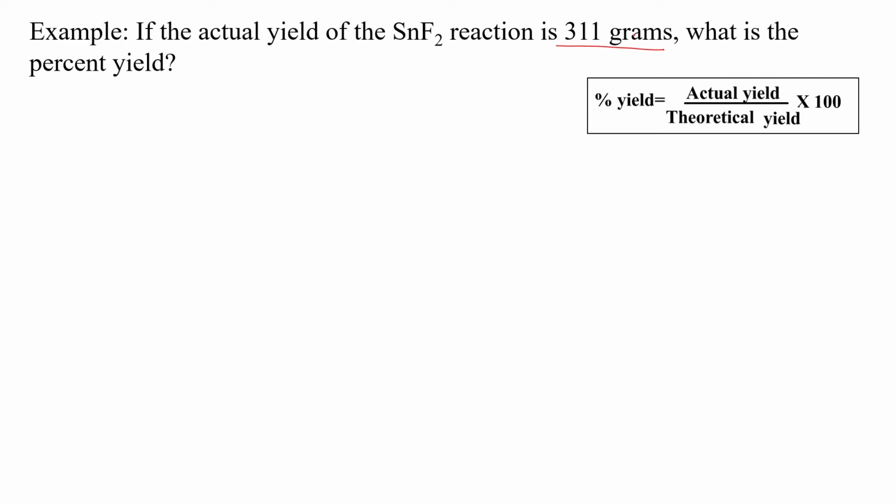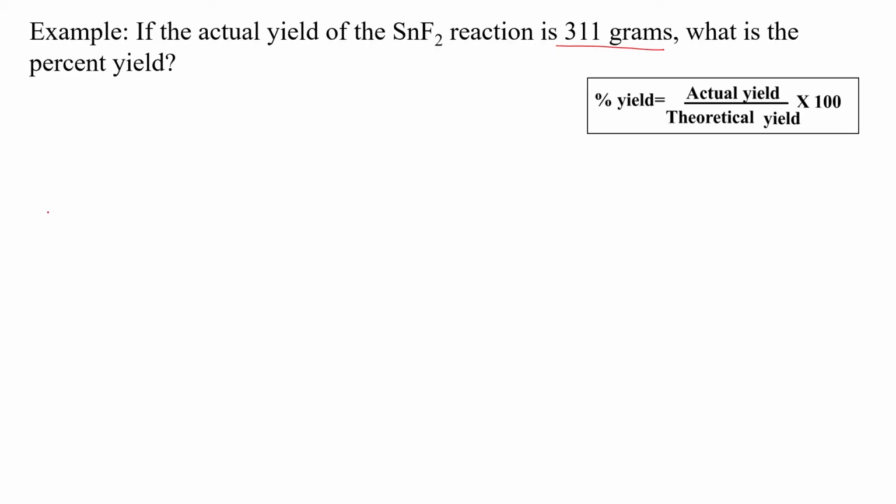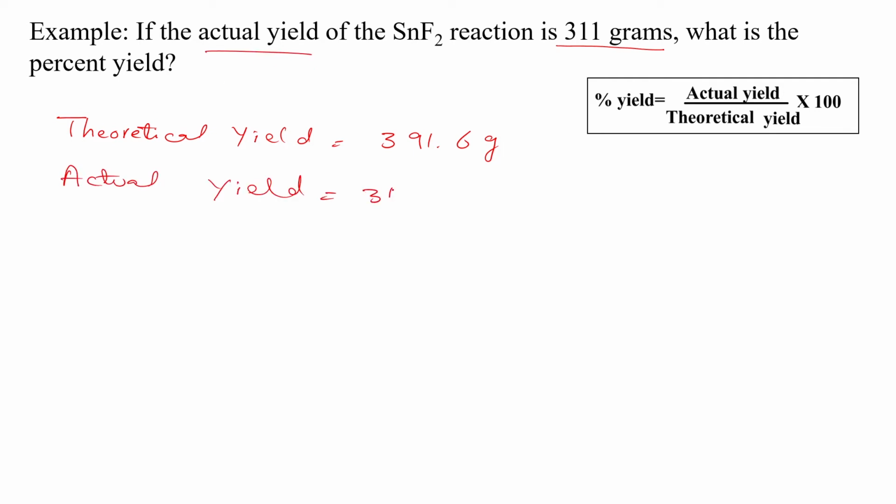So let's go back and see what was the theoretical yield. The theoretical yield for this reaction is 391.6 gram. So let's write down here: the theoretical yield is 391.6 gram, and the actual yield that we have from the reaction is 311 gram. You have to find what is the percent yield of the reaction, and here is the formula for that.